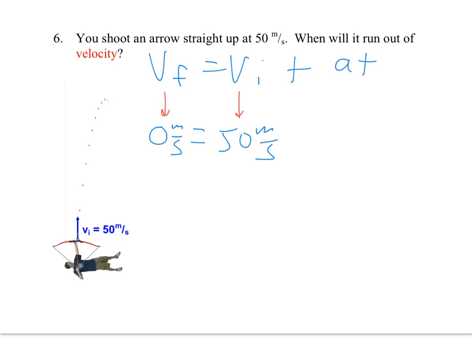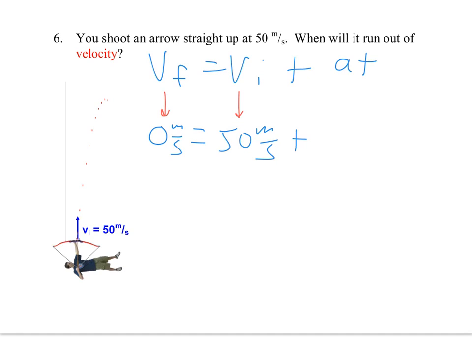All right, well, 0 does not equal 50, so something's got to cause the 50 to change into 0. And that something is the acceleration of gravity. When we throw a ball in the air, or in this case shoot an arrow, on the way up, gravity takes away the speed of the arrow because the direction of gravity is down, which is in opposition to the direction of the initial velocity, which is up.